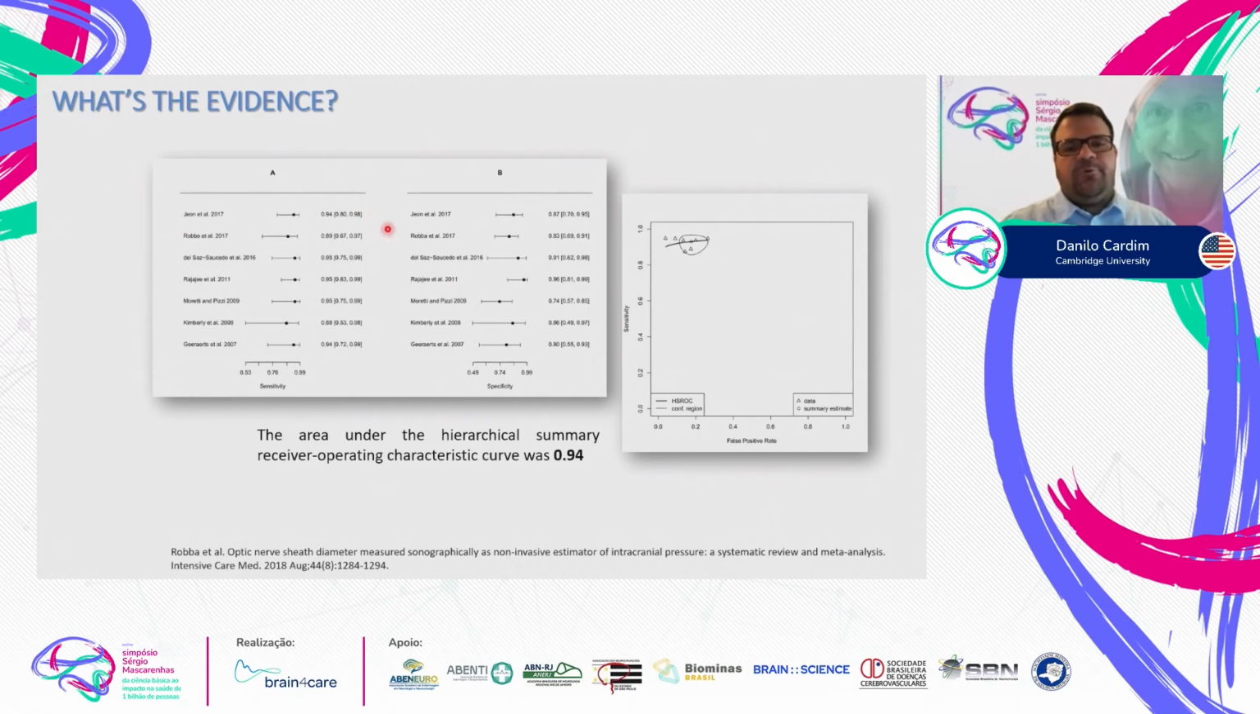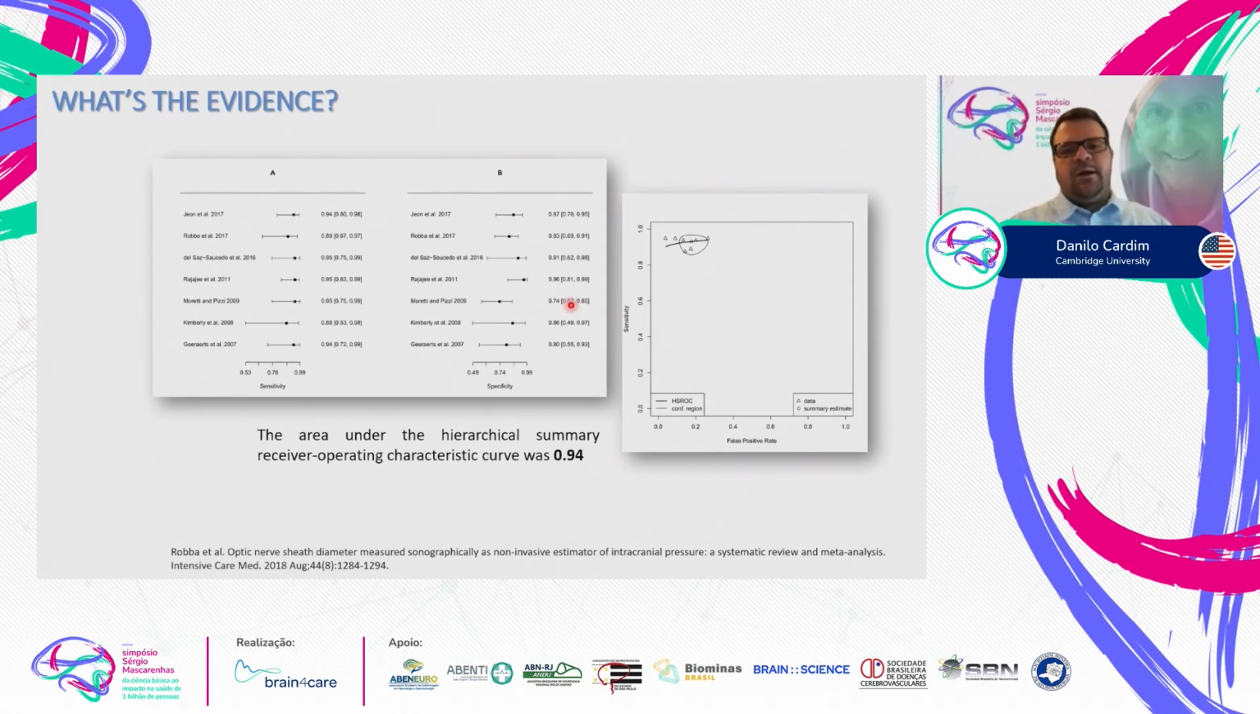So for example, here we have area under the curve values for detection of intracranial hypertension, that is ICP above 20 millimeters of mercury. And as we can see, we have either very high area under the curves of 0.9 and low area under the curves such as 0.74.